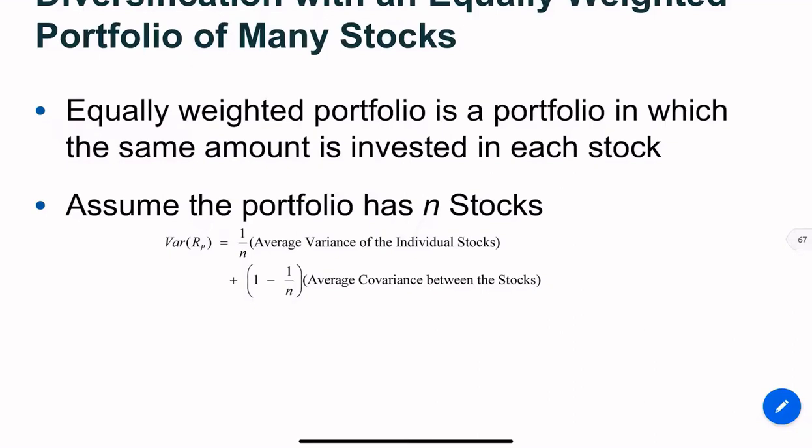And we basically talked about two cases. The first case is this two stock portfolio case. It's a simple case and we have a formula for that. And then the second case is a special case, that is you have an equally weighted portfolio of many stocks.